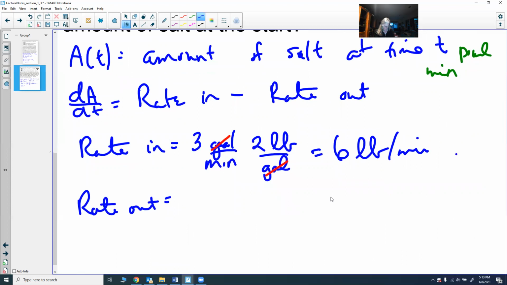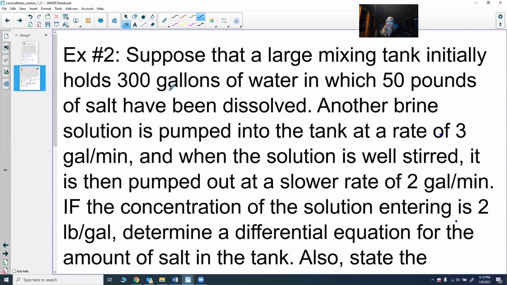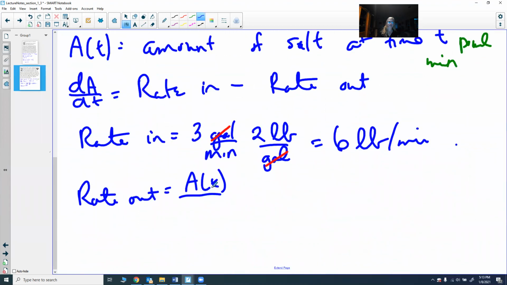So we have to figure out what it is. How fast is it coming out? One of the things we can look at here is it's going to be coming out at the amount of salt that's in there at a certain time, which we know is A of T. So that's the amount of salt at a certain time. And we do know that it's a 300 gallon tank. So we have 300 gallons and it's coming in and out. So we know the concentration of salt in there at a certain time is A of T divided by 300.